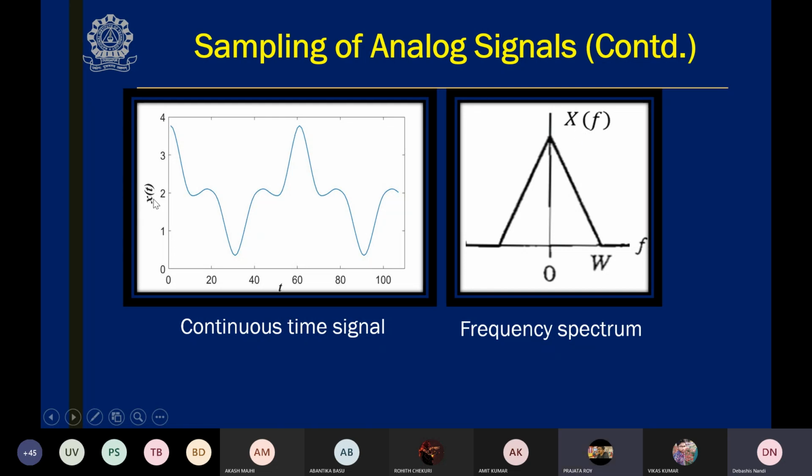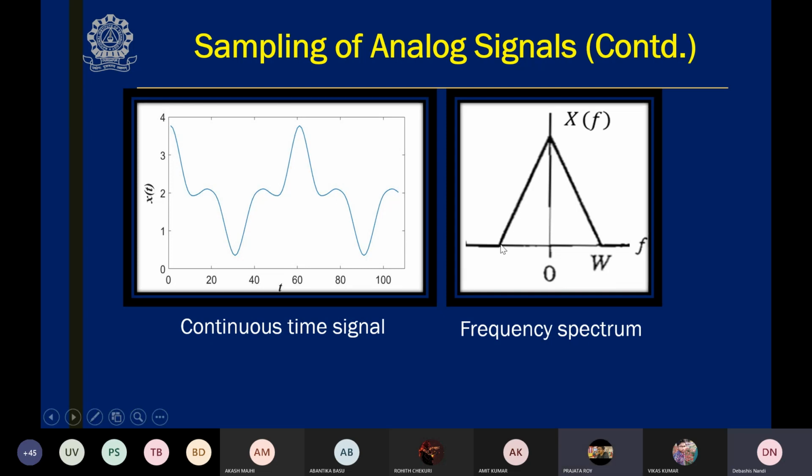X(f) is the frequency domain of the signal x(t), obtained by taking the Fourier transform of the signal. This is the origin of the frequency. The horizontal axis is now frequency, and the vertical axis represents the amplitude at each frequency of the signal. We see that up to W the signal value is present, and beyond W the signal value is 0. That means for frequencies greater than W, X(f) is 0.